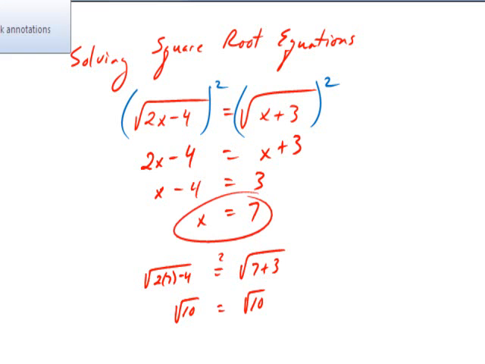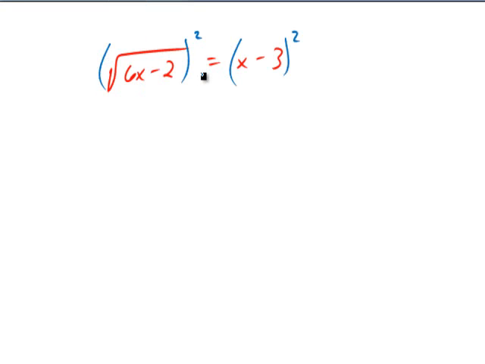Let's look at a different example. The square root of 6x minus 2 equals x minus 3. The language that I used in the last problem was that we can undo the square root by squaring, and we square both sides of the equation, which means on the left-hand side I'm squaring the entire square root. On the right-hand side I'm squaring the entire side. So in both cases I'm squaring the entire side of the equation.